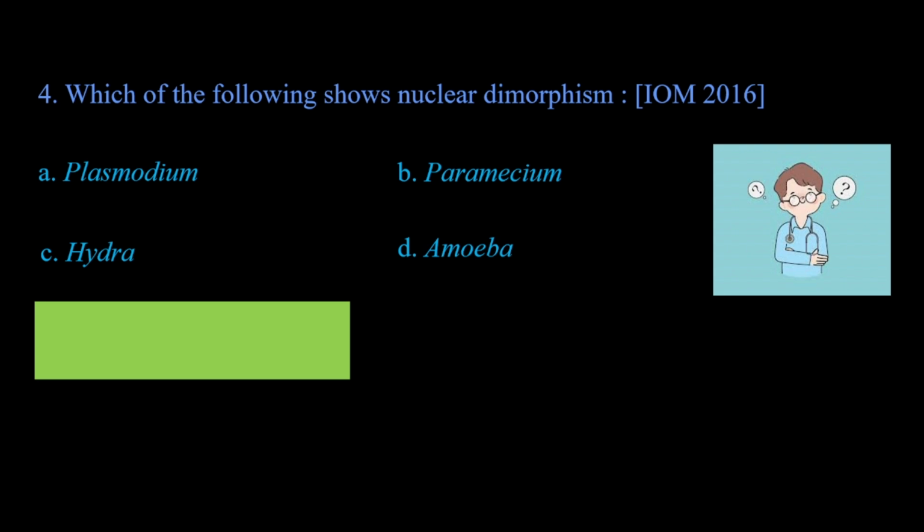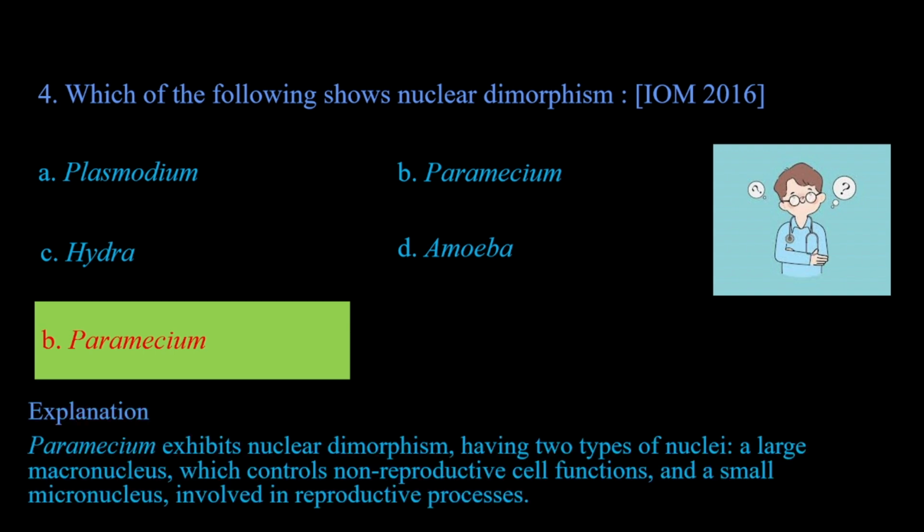The correct answer is option B. Paramecium. Paramecium exhibits nuclear dimorphism, having two types of nuclei: a large macronucleus which controls non-reproductive cell functions and a small micronucleus involved in the reproductive process.